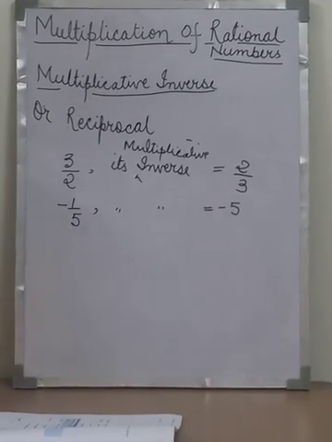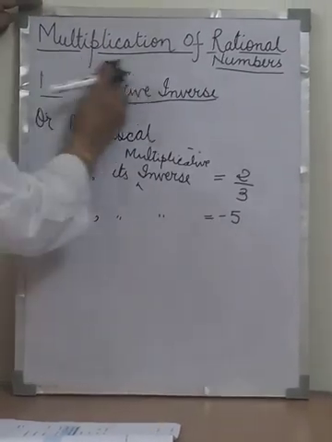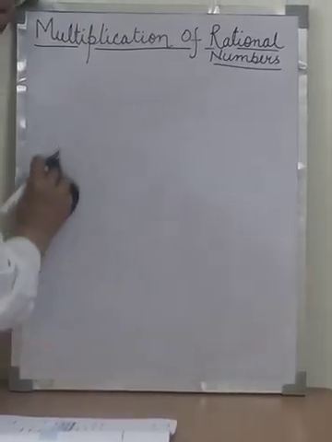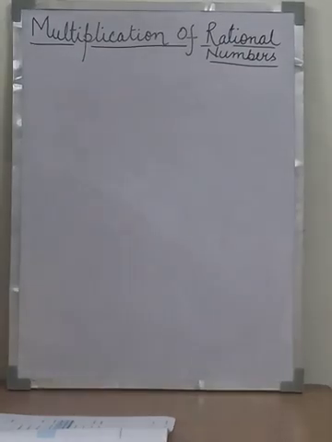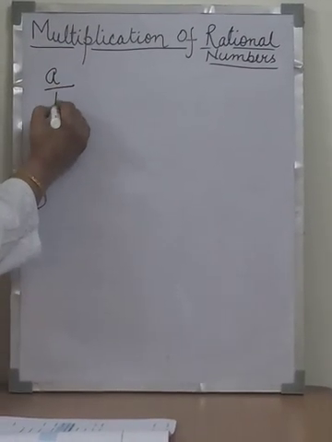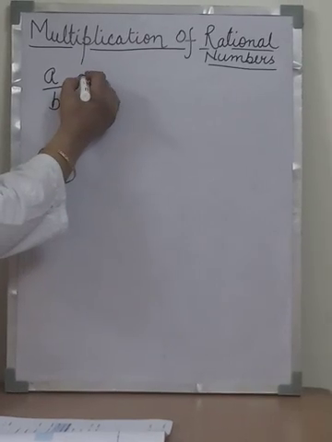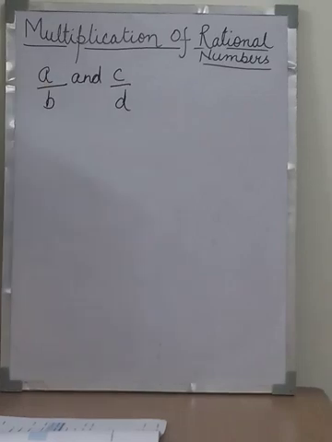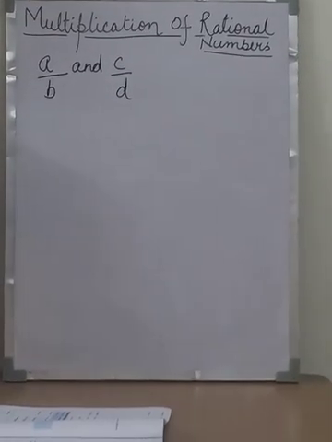Now I discuss multiplication. We come to exercise 2E. Exercise 2E is based on multiplication. If we are given two rational numbers A/B and C/D, the first thing we do is find the multiplication of these two rational numbers.